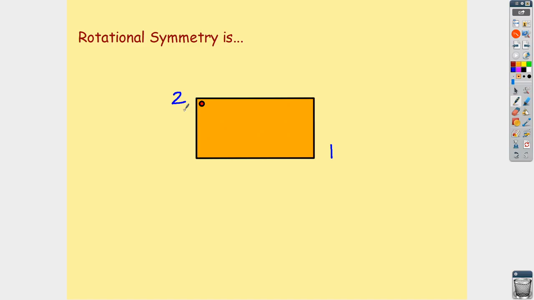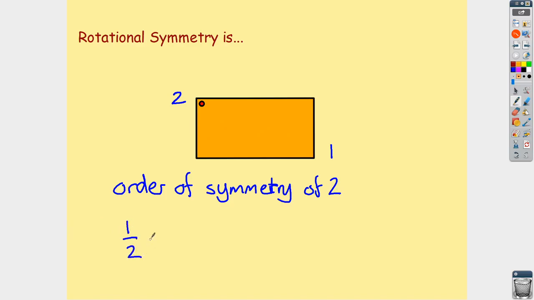Now how we refer to this is we say that we have an order of symmetry of 2. And the one other way that you will sometimes hear this referred to is saying that this has half turn symmetry. Okay, and that's really all there is to this topic. For these first set of questions, you'll look at how often it fits back into that position as we go through this one full rotation.